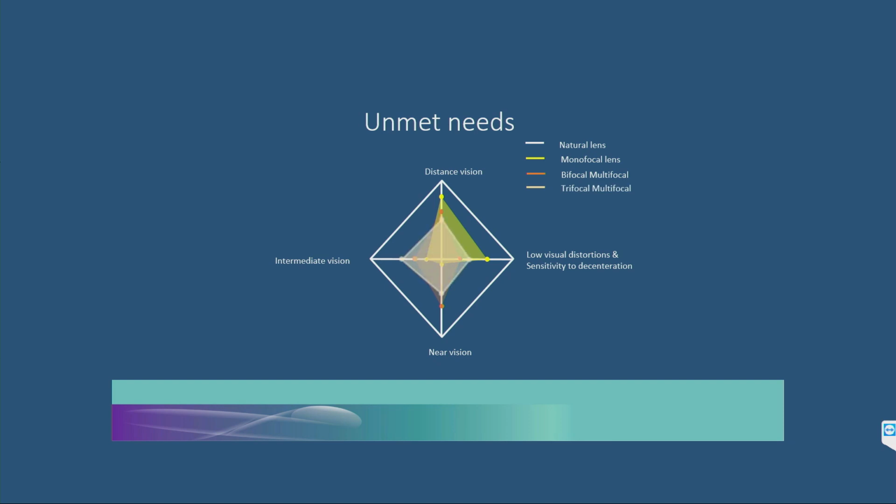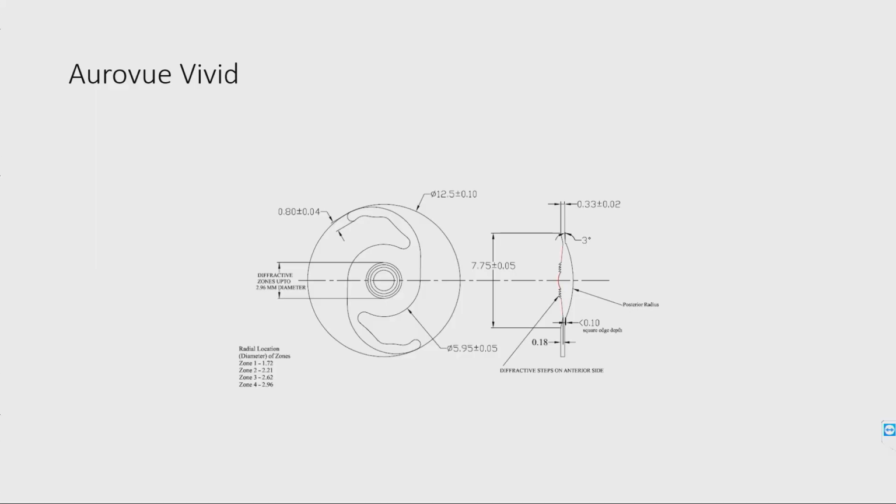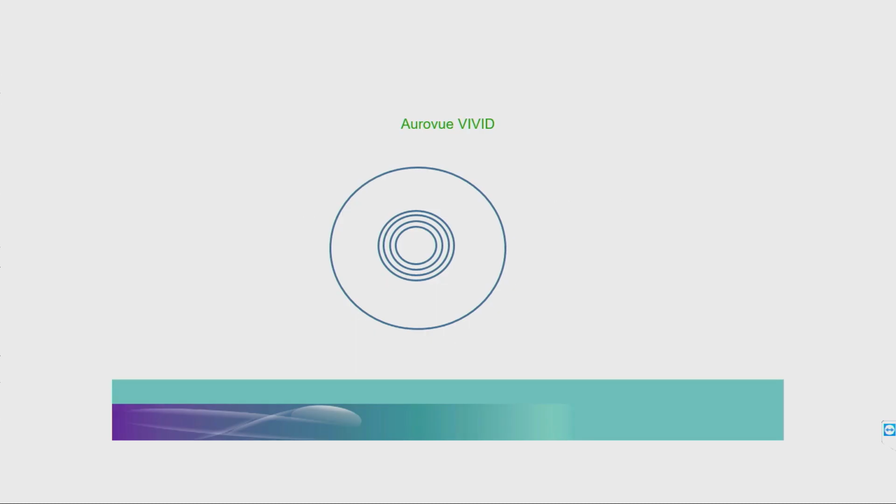So this lens, this is the trifocal, which will give you more intermediate, and this is what the Vivid aims at. Minimum visual disturbances and better intermediate and near vision. So it has a peripheral refractive zone, and the diffractive zone is in the center, which is around 3 millimeters and 4 rings. The refractive surface is on the anterior surface, and this is how it is. And either side 2.5 diffractive zone.